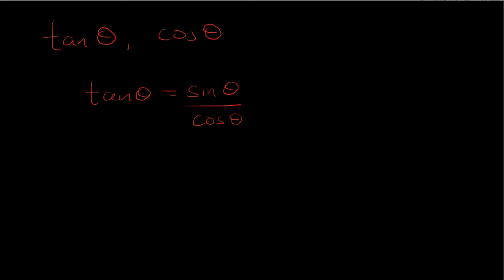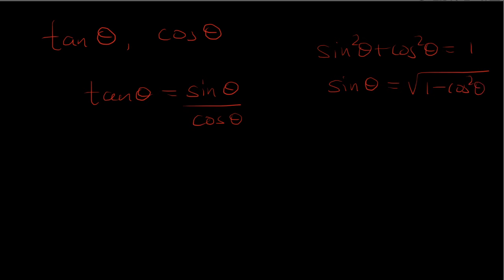Next example, we want tangent theta in terms of cosine theta. So this is going to be similar. We know that tangent theta is sine over cosine. And sine squared plus cosine squared is 1. That makes sine equal to the square root of 1 minus cosine squared.